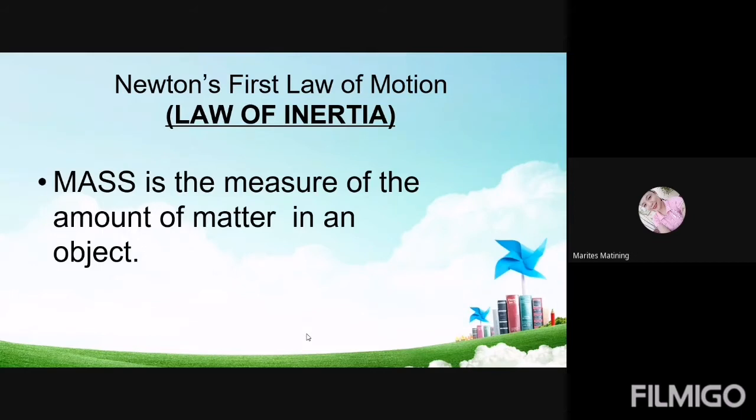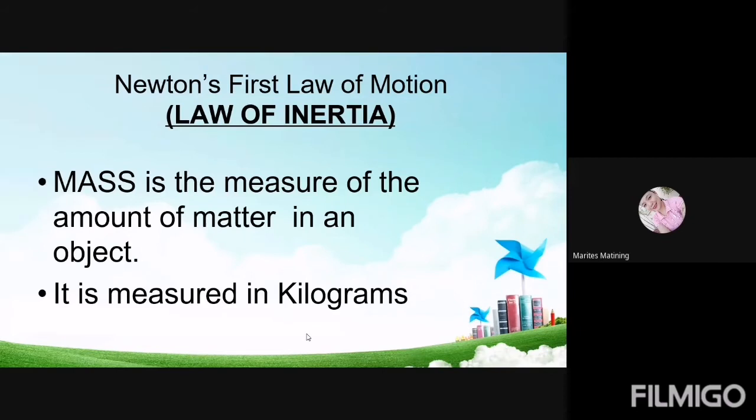We will have a simple review regarding mass. What does mass have to do with the law of inertia? We will find out later. Yes, Patricia, will you read? Ma'am, mass is a measure of the amount of matter in an object, and it is measured in kilograms. Thank you, Patricia. When we say mass, that's the measure of the amount of matter.